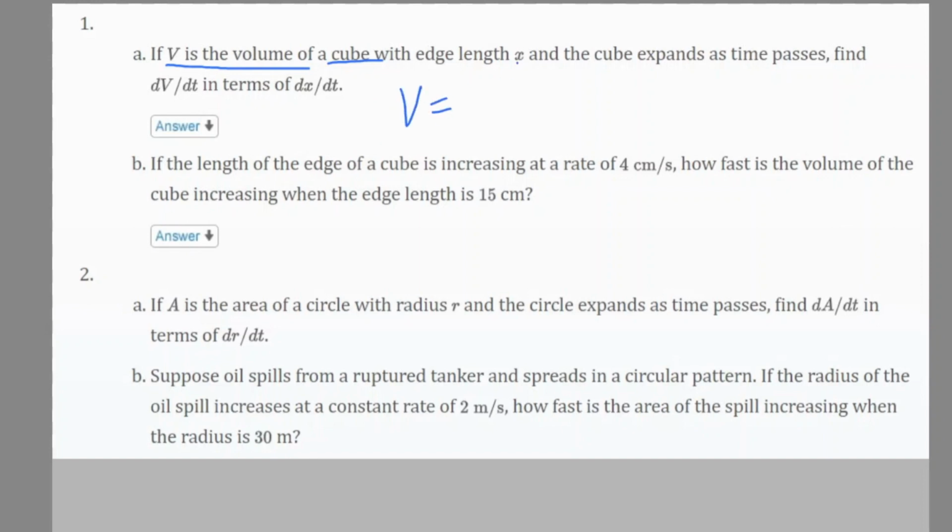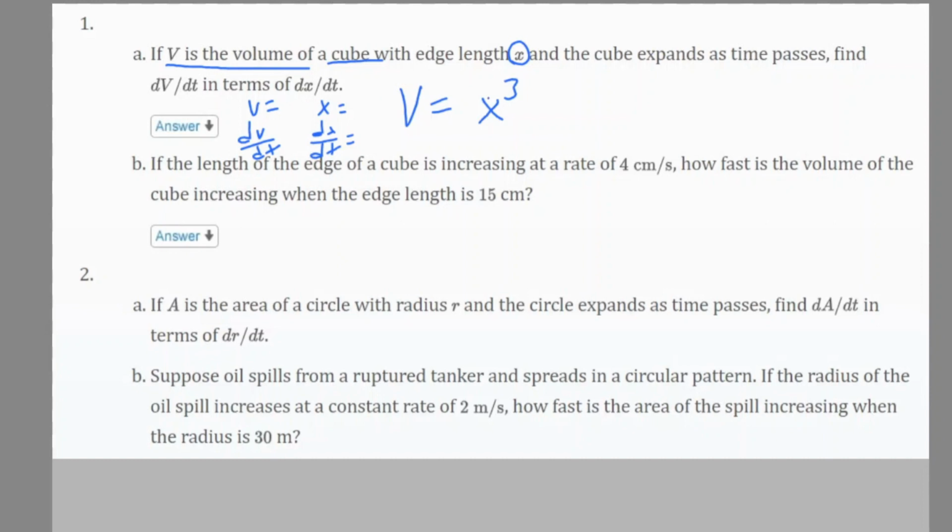We know the volume of a cube is x to the third power, so we would have x cubed. That is going to be our starting equation here: V equals x cubed. The cube expands as time passes. Find dV/dt in terms of dx/dt. So let's write it down here: V and then dV/dt. x is our length, and then dx/dt is how fast the length is growing or decreasing.